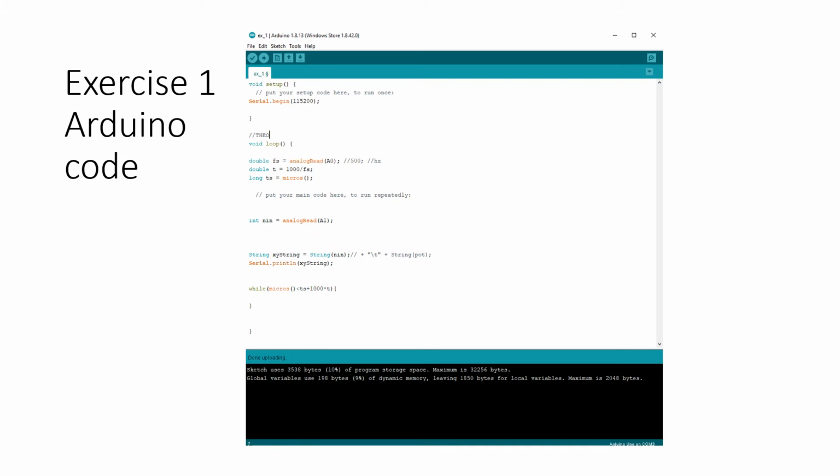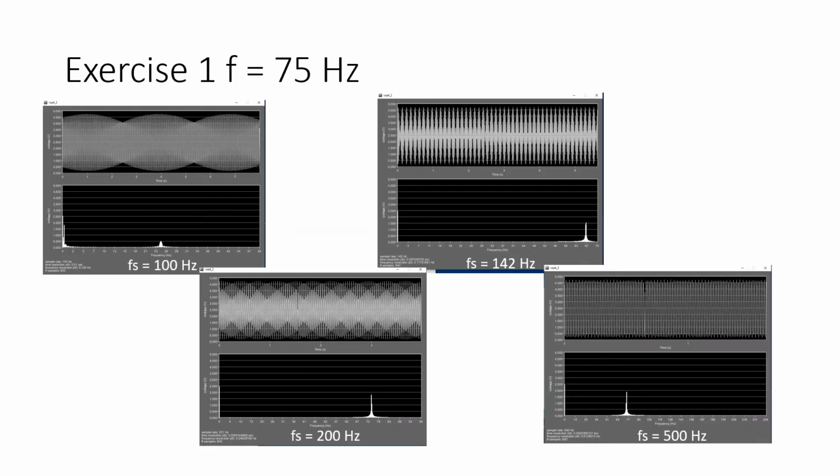This Arduino code reads the resistance of the potentiometer and outputs it to the serial monitor to be converted into a voltage measurement by the VSA app. The first experimental frequency in exercise 1 is 75 Hz.